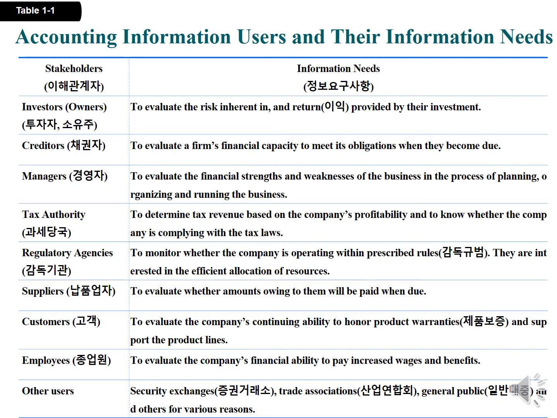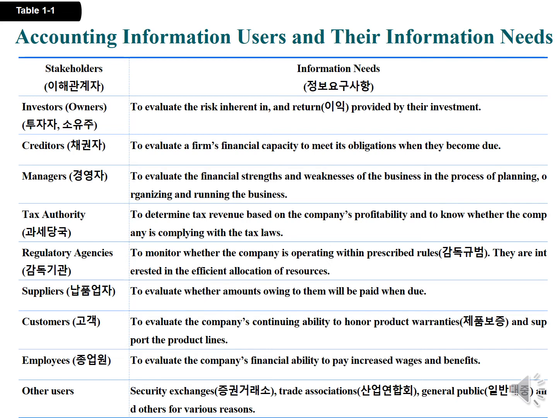Next are accounting information users and their information needs. There are many accounting information users; the major users are stakeholders with information needs. The first are investors or owners. They need information to evaluate the risk inherent in and the return provided by their investment. Second are creditors, to evaluate a firm's financial capacity to meet its obligations when they become due.